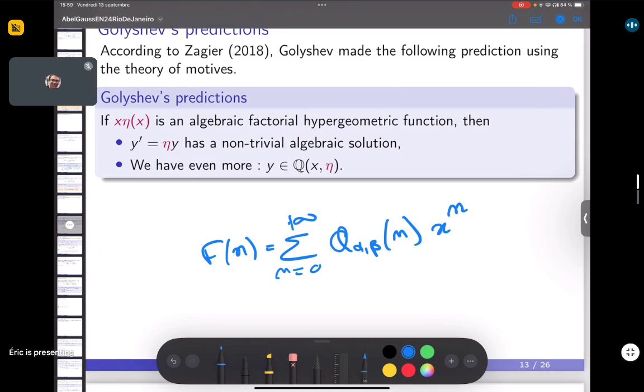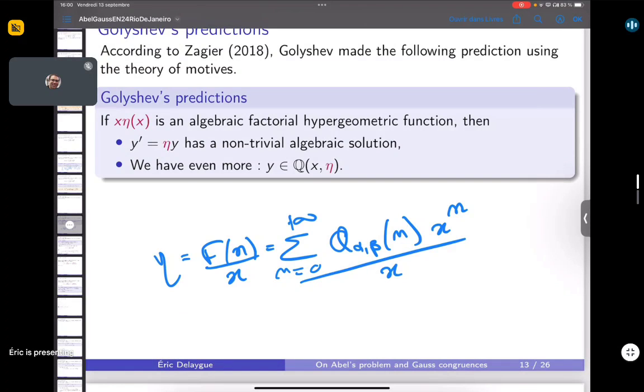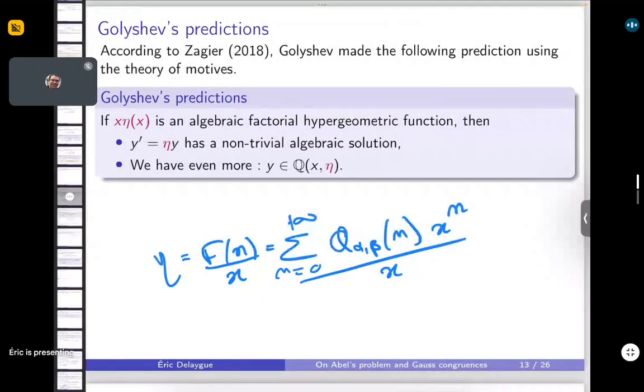But we already saw that, in fact, if you want the Abel problem to have a non-trivial algebraic solution, you will have something which starts at n equal minus 1. So you can't really take eta to be a hypergeometric series, but rather this, okay? It's the same thing to say that x times eta is hypergeometric. So we start now with x times eta, which is hypergeometric, algebraic, factorial.